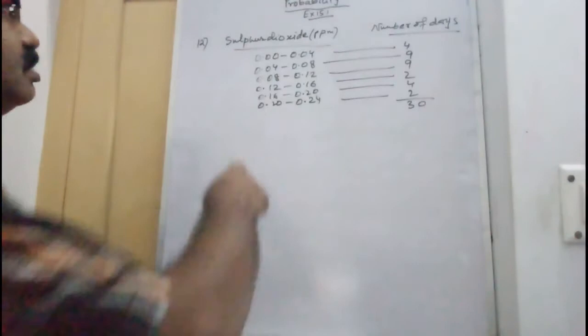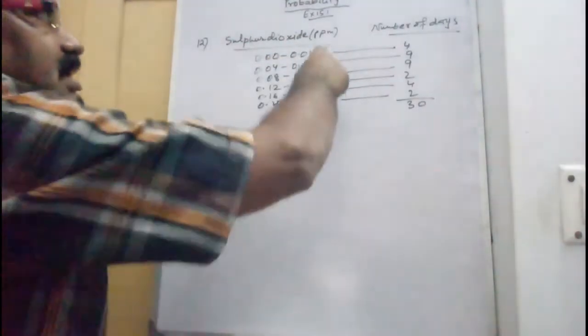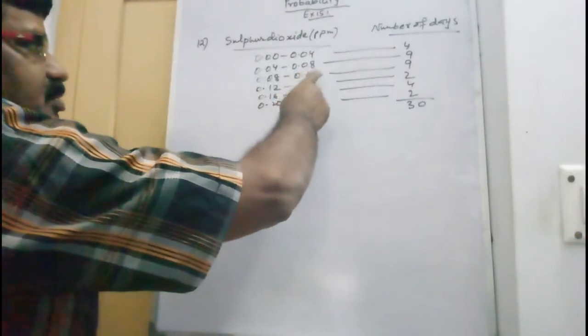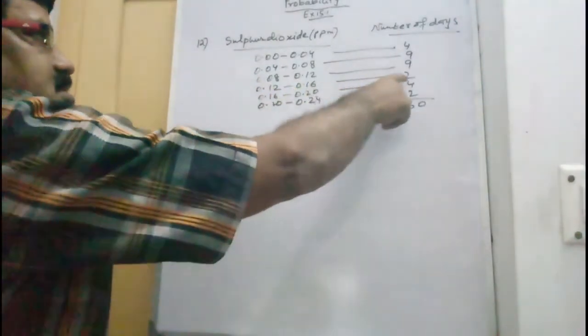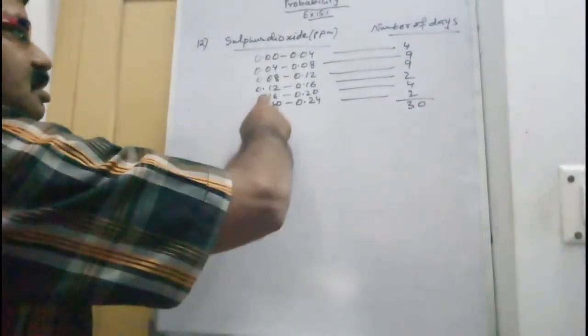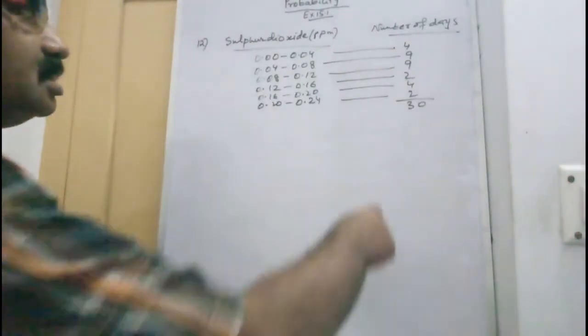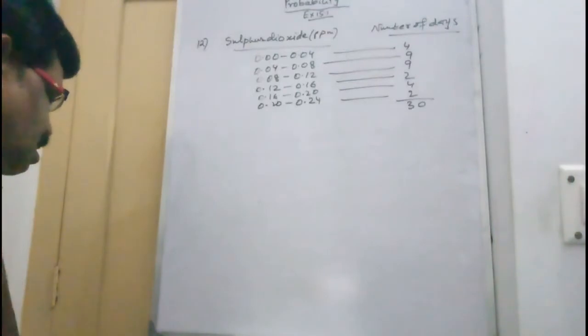Sum number 12. Sulfur dioxide parts per million, and second is number of days, that is given. 0.00 to 0.04, number of days 4. 0.04 to 0.08, that number of days 9. 0.08 to 0.12, that is also number of days 9. 0.12 to 0.16, number of days 2. 0.16 to 0.20, that is 4. 0.20 to 0.24, that is number of days 2. So total number of days 30.